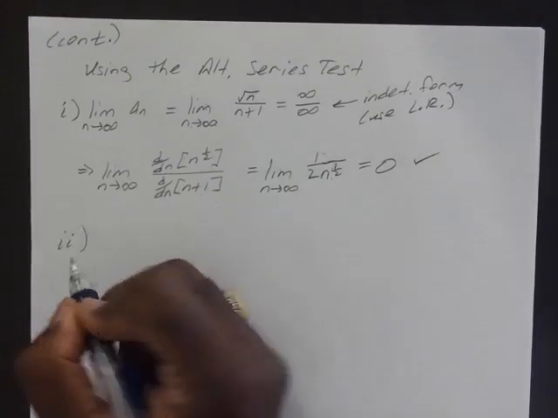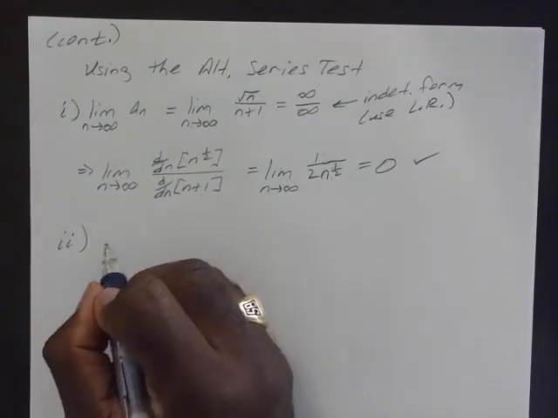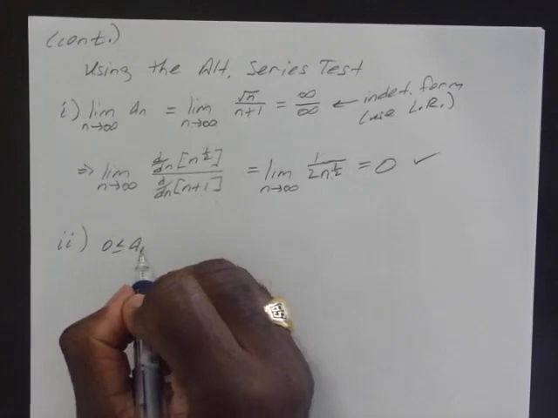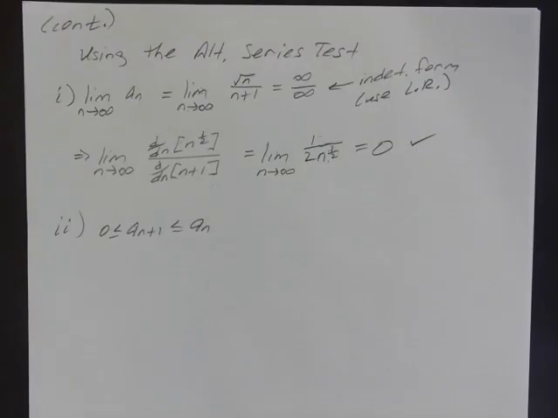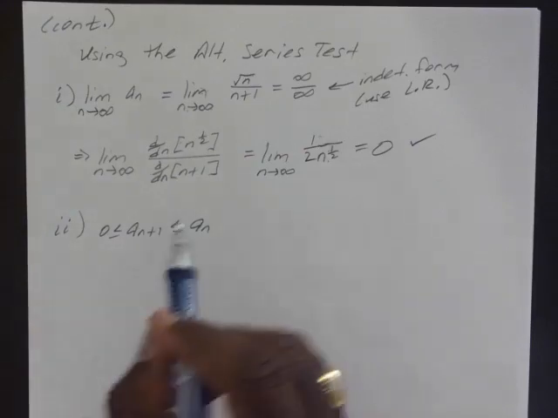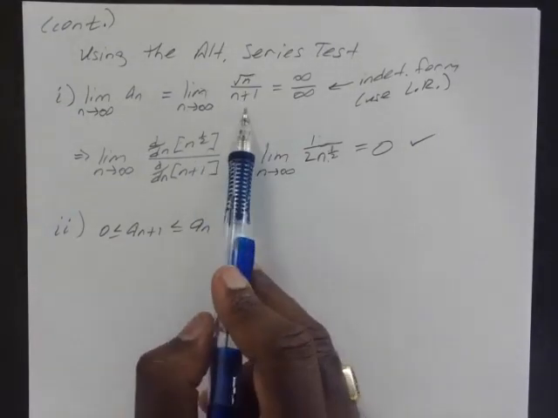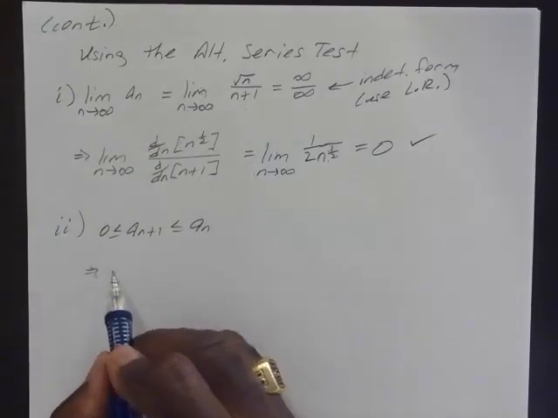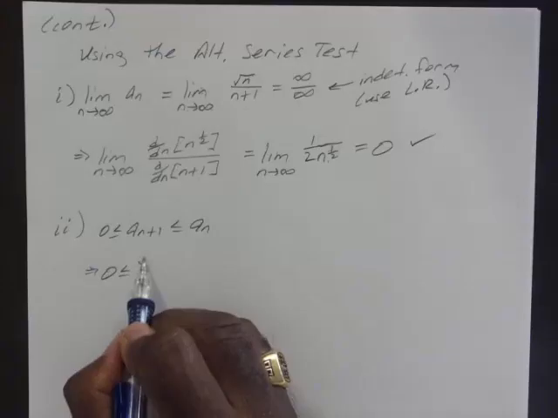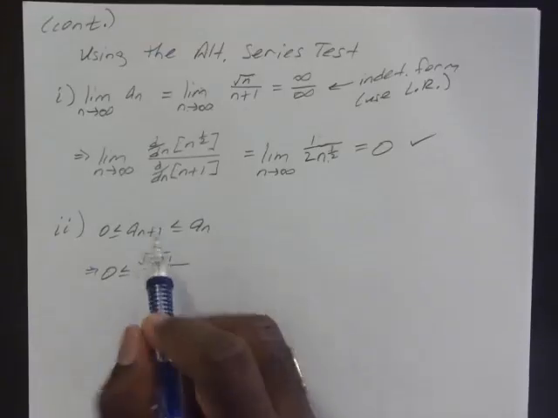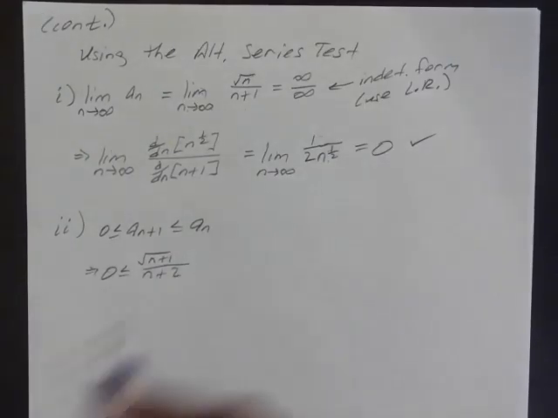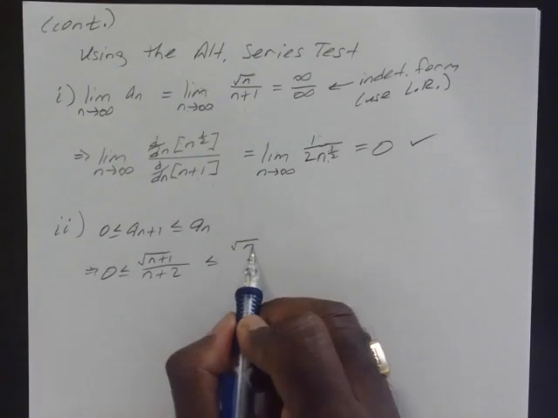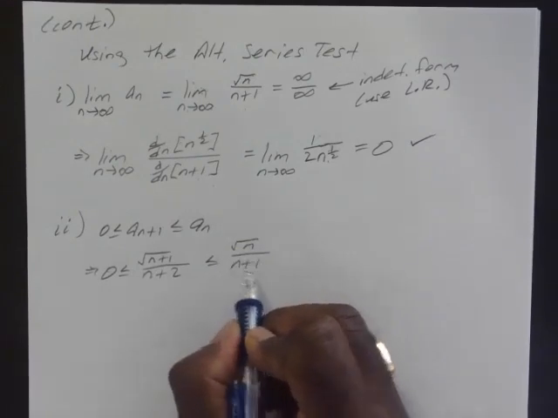Now for the second condition, you have to have a sub n plus 1 is less than or equal to a sub n. So it has to be non-increasing. So if our a sub n is square root of n over n plus 1, that means our a sub n plus 1 is the square root of n plus 1 divided by n plus 1 plus 1, which is n plus 2, is less than or equal to the square root of n divided by n plus 1.